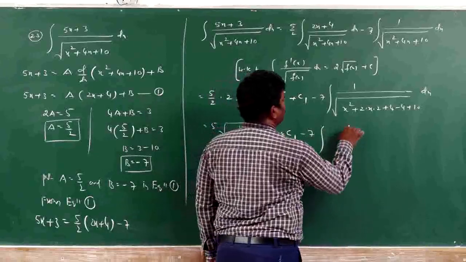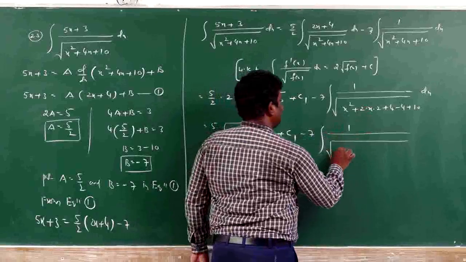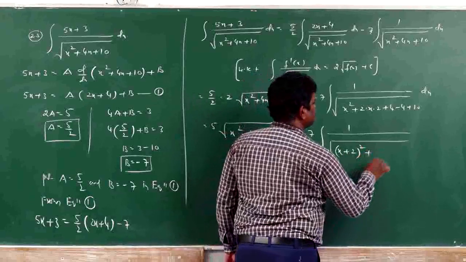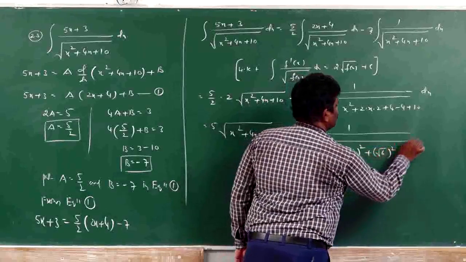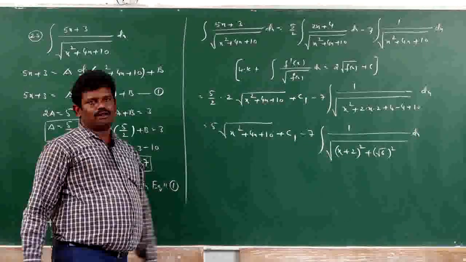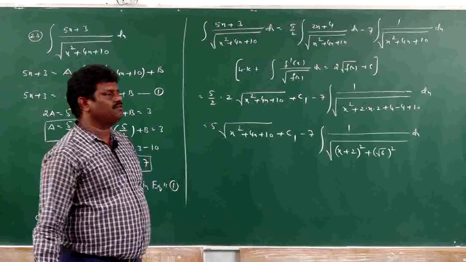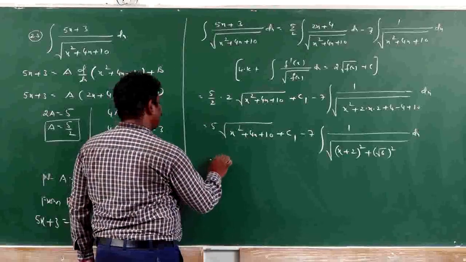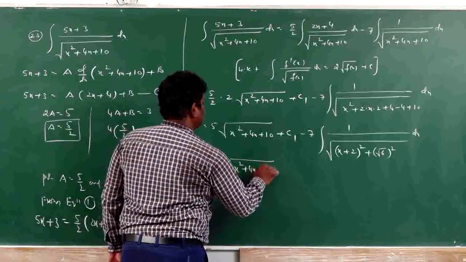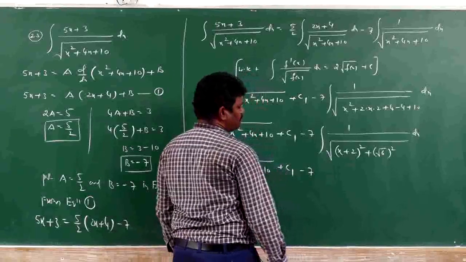integral of 1 by square root of the first three terms, (x plus 2) whole square plus 6, meaning root 6 whole square, into dx. So which formula is this? This is the standard formula, integral of 1 by square root of x square plus a square, the sixth formula. Then if you add, 5 into square root of x square plus 4x plus 10 plus c1 minus 7, this formula what?